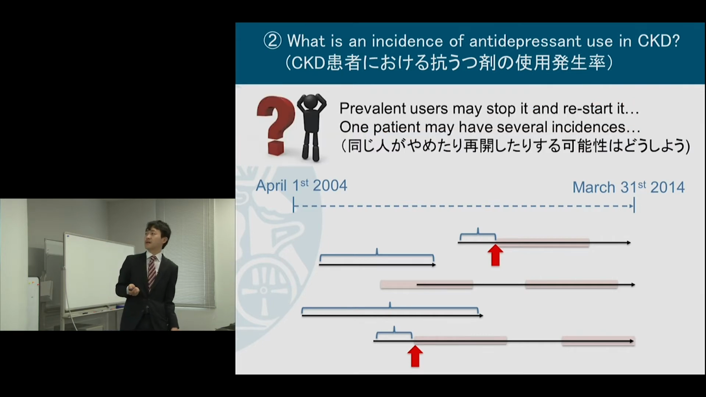But I had a kind of question. Prevalent users may stop it and restart it. Even prevalent users at the beginning of CKD cohort entry may stop it and then restart again. So this could be counted as incidence. And even incident users, one patient may have several incidences, like infections. So one patient could have several infections during the follow-up period. Of course, it depends on the type of outcome and drugs. But in this case, I wondered very much whether I should count one per patient or several per patient.